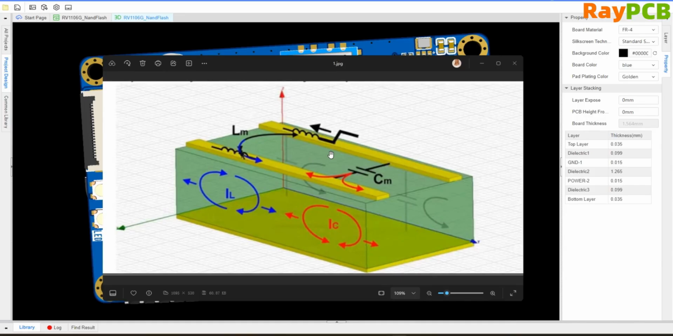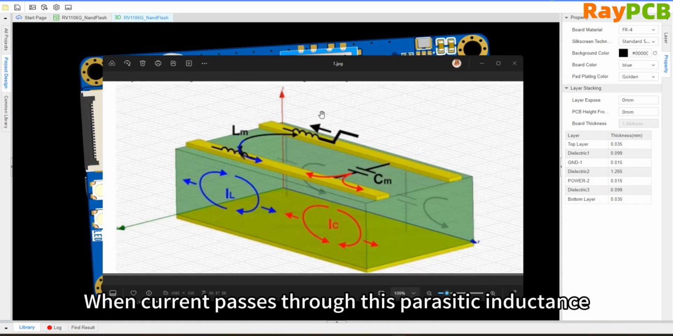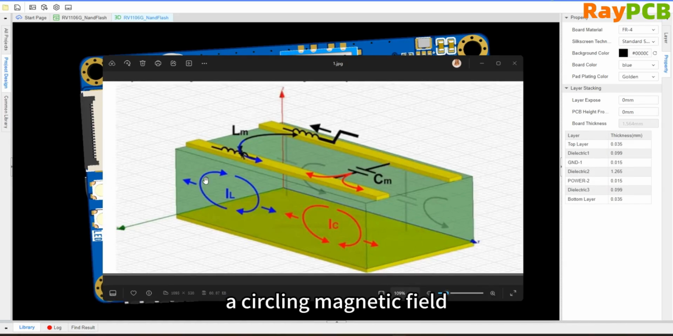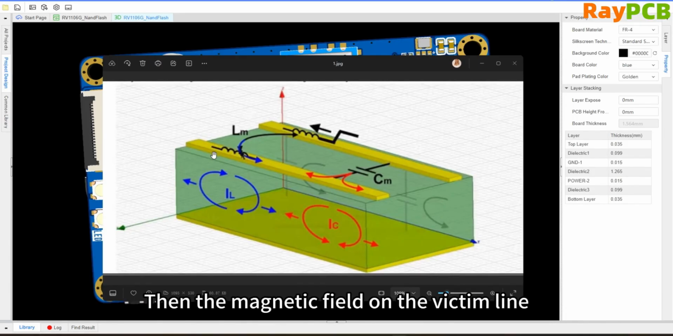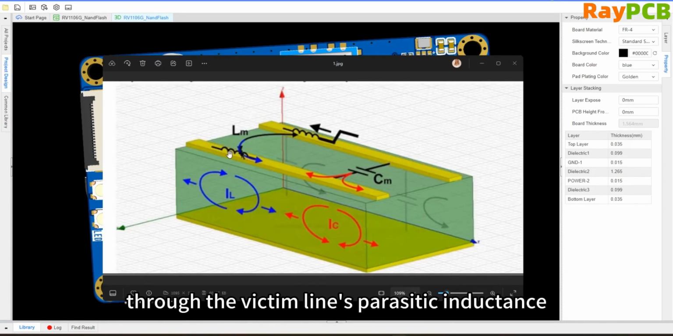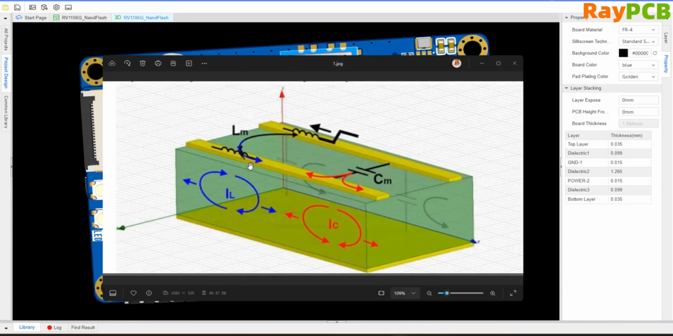That is, the parasitic inductance on this line. When current flows through this inductor, it inevitably generates a magnetic field with loops of magnetic flux, and this magnetic field will extend to the victim line. Then the magnetic field on the victim line, through the parasitic inductance on the victim line, generates a counter electromotive force, forming a loop on the victim line.